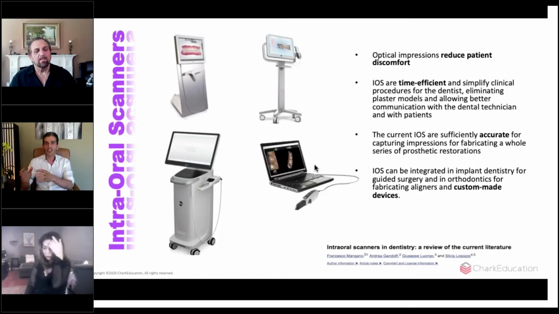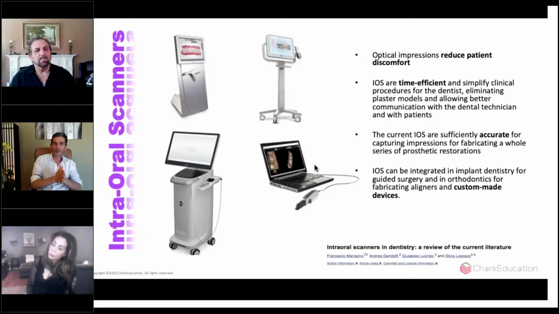We're talking about sleep today, so I'm not going to talk about the actual prep. I'm just talking about the arch form. And they're accurate enough for custom-made devices. So that's the first technology we use. It allows us to use it as a patient communication tool a lot. I will get back to that as well. I do have a slide that I will talk about later.